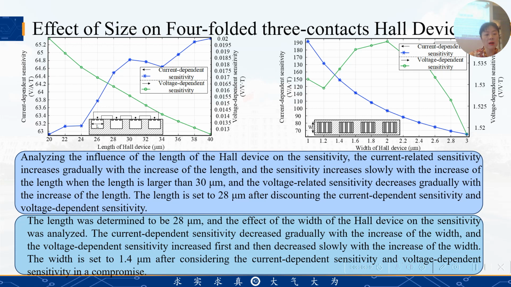With the length determined to be 28, the effect of the width of the Hall device on the sensitivity was analyzed. The current-dependent sensitivity decreased gradually with the increase of the width, and the voltage-dependent sensitivity increased first and then decreased slowly with the increase of the width. So finally, the width is set to 1.4. This red circle demonstrates the best simulation result, and in the practical design, we choose the red circle.